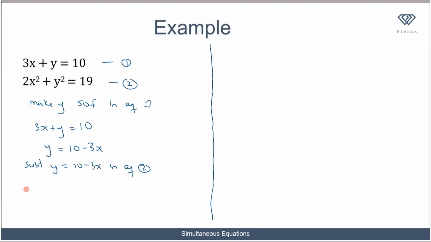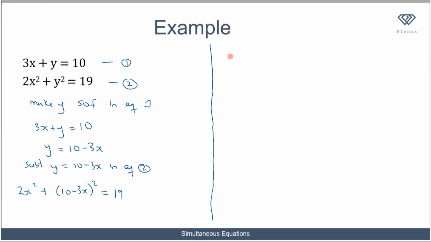And let's do that. So we have 2x squared plus y, which becomes (10 minus 3x) squared, is equal to 19. So now I'm trying to find this quantity squared. So how do I do that?